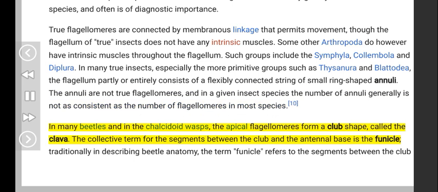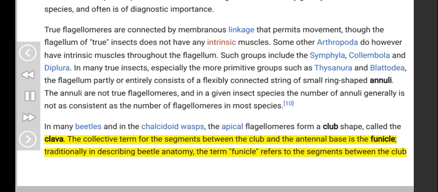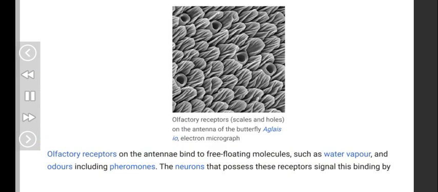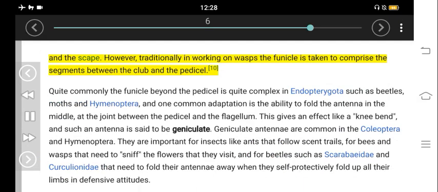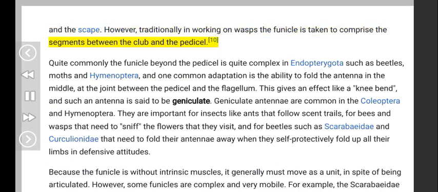In beetles and in the chalcidoid wasps, the apical flagellomeres form a club shape, called the clava. The collective name of the segments between the club and the antennal base is the funicle. Traditionally, in describing beetle anatomy, the term funicle refers to the segments between the club and the scape. However, traditionally in working on wasps, the funicle is taken to comprise the segments between the club and the pedicel.